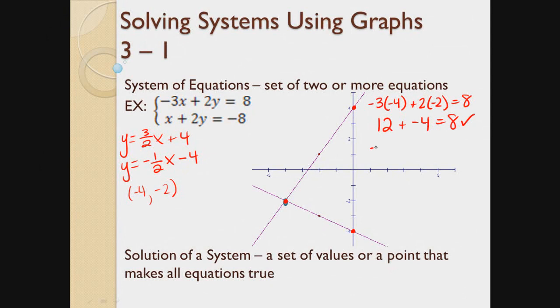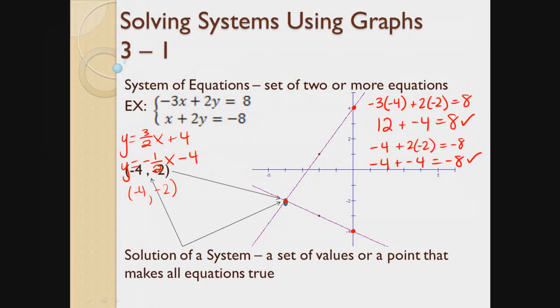In the second equation, it would become negative 4 plus 2 times negative 2 equals negative 8. This would become negative 4 plus negative 4 equaling negative 8, which is also true. Because that point makes both equations true, it is the solution of the system, the point of intersection, negative 4, negative 2.